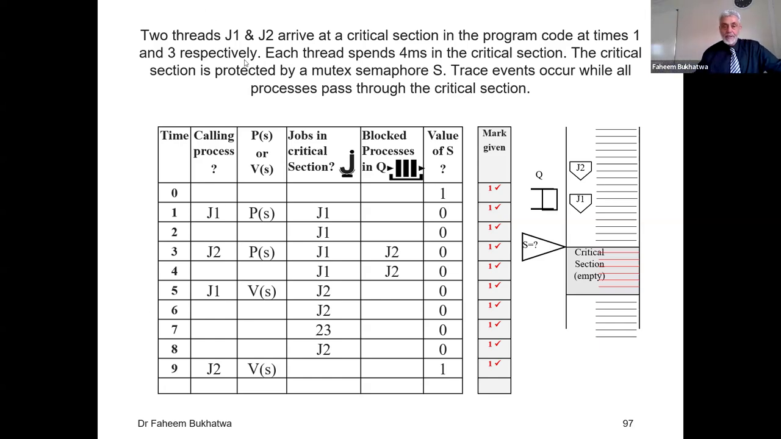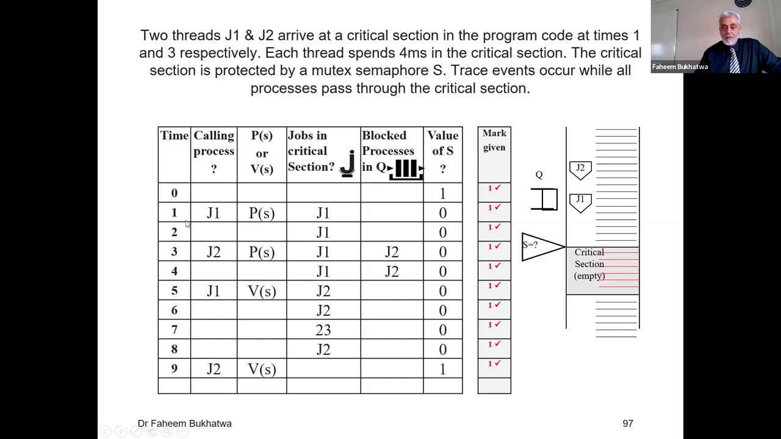At time 1, this one arrives, so you can put J1 here. It arrived at time 1, and the other one, J2, arrives at time 3. So we just write it immediately. J1 comes in, and notice each of those threads will spend 4 days, like each one of those customers will stay 4 days in the hotel or in the critical section.